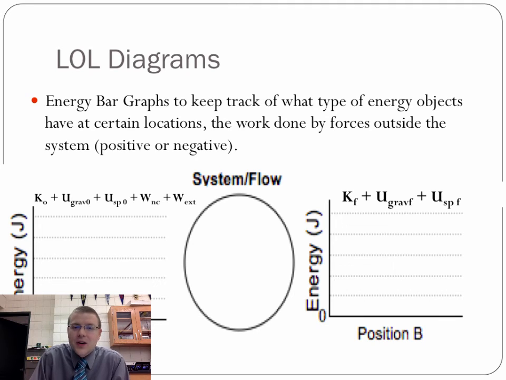So the energy bar graphs keep track of the amounts of energy we have at certain locations. You pick point A and point B, and we look at how the energy changes as it goes from one point to another. So in the beginning, there's our scorecard. Do we have speed in the beginning? Do we have gravitational energy in the beginning? Do we have spring energy in the beginning? That's what we want to focus on in each scenario.